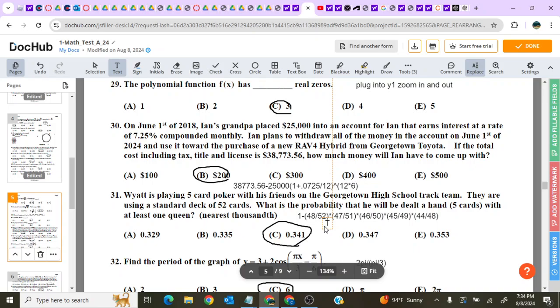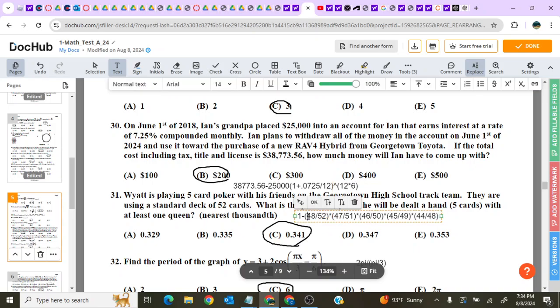Well, the probability that he'll have at least one queen is 1 minus the probability that he doesn't have a queen, since he either can or cannot have a queen. So let's figure out the probability he doesn't have a queen.